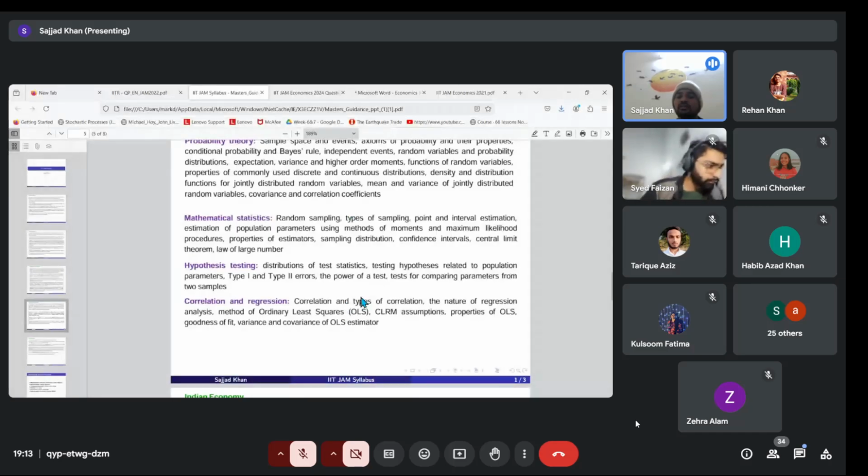And know correlation and the types of correlation. Multiple correlation is generally not asked in IIT-JAM.